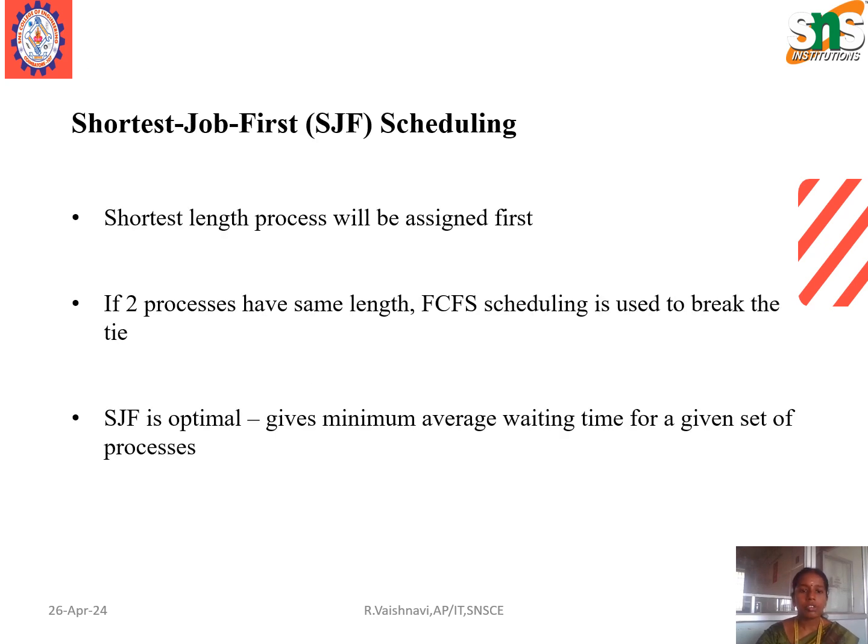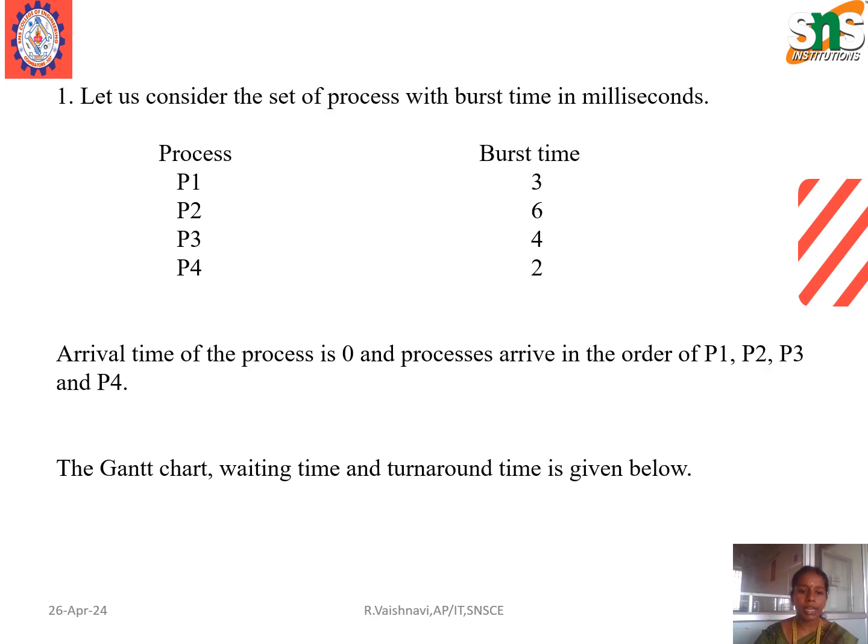Next one is shortest job first scheduling. The shortest length process will be assigned first. If the processes have the same length, first come first serve scheduling is used to break the tie. Shortest job first is optimal. It gives the minimum average waiting time for the given set of processes. Next we have the example for the SJF.